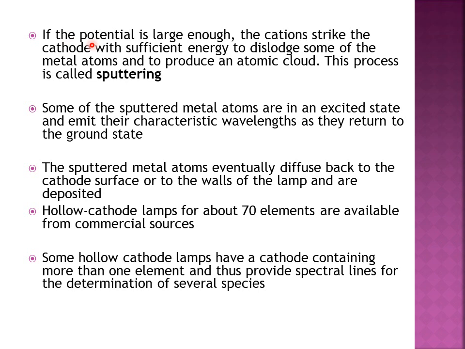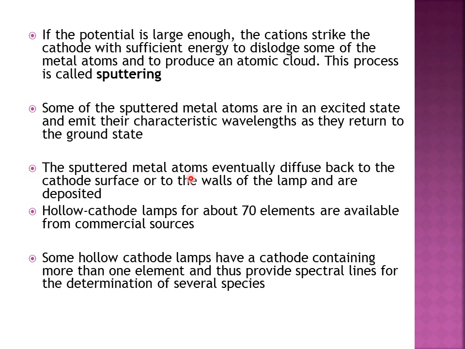And if the potential is large enough, the cations strike the cathode with sufficient energy and dislodge some of the metal atoms to produce an atomic cloud. This process is called sputtering. Some of the sputtered metal atoms are now in their excited state, which is a transient state, so soon they return to their ground state by emission of radiations. These radiations, these lines, are used to be absorbed by the sample present in the atomizer.